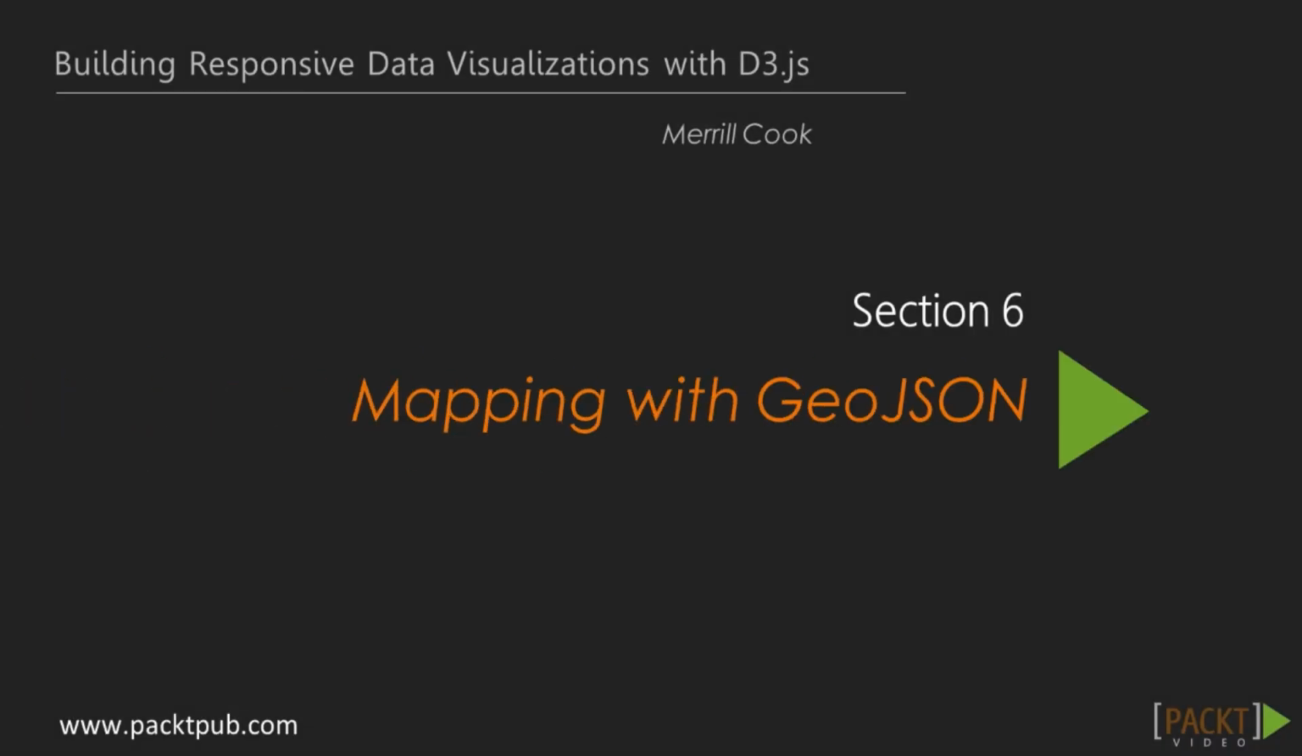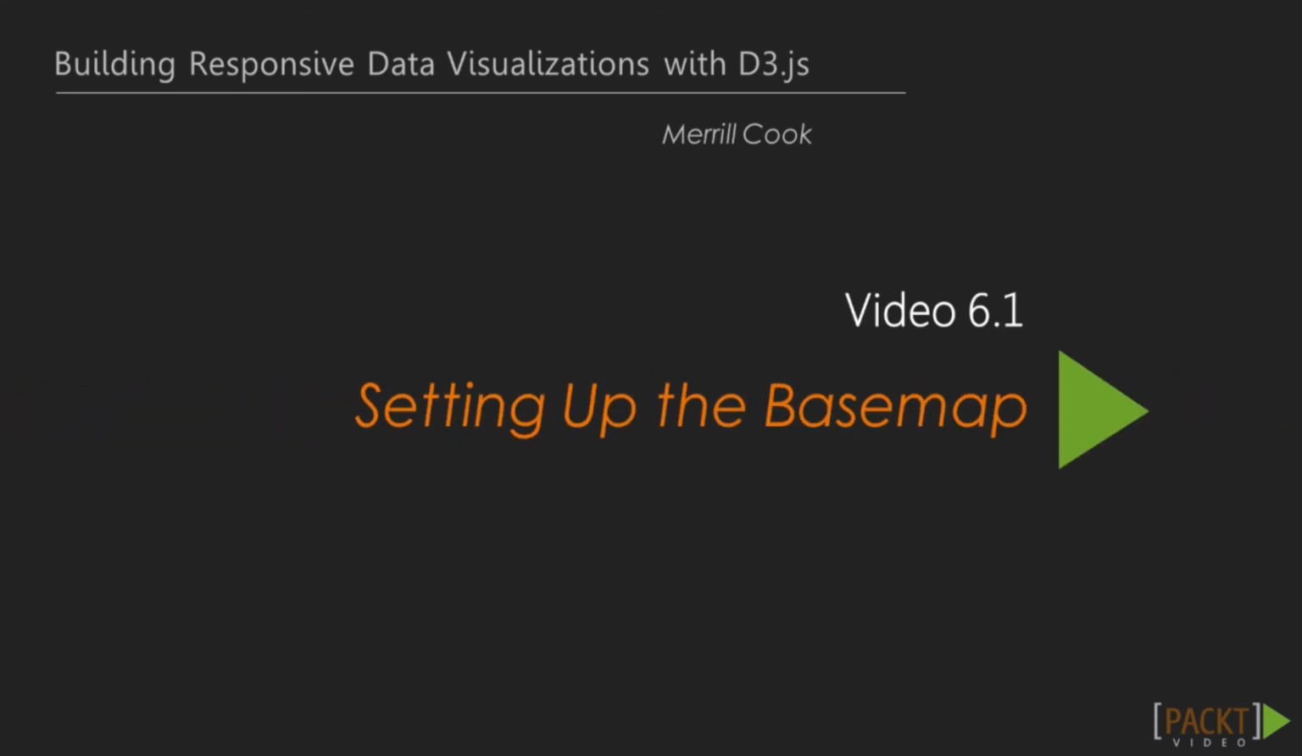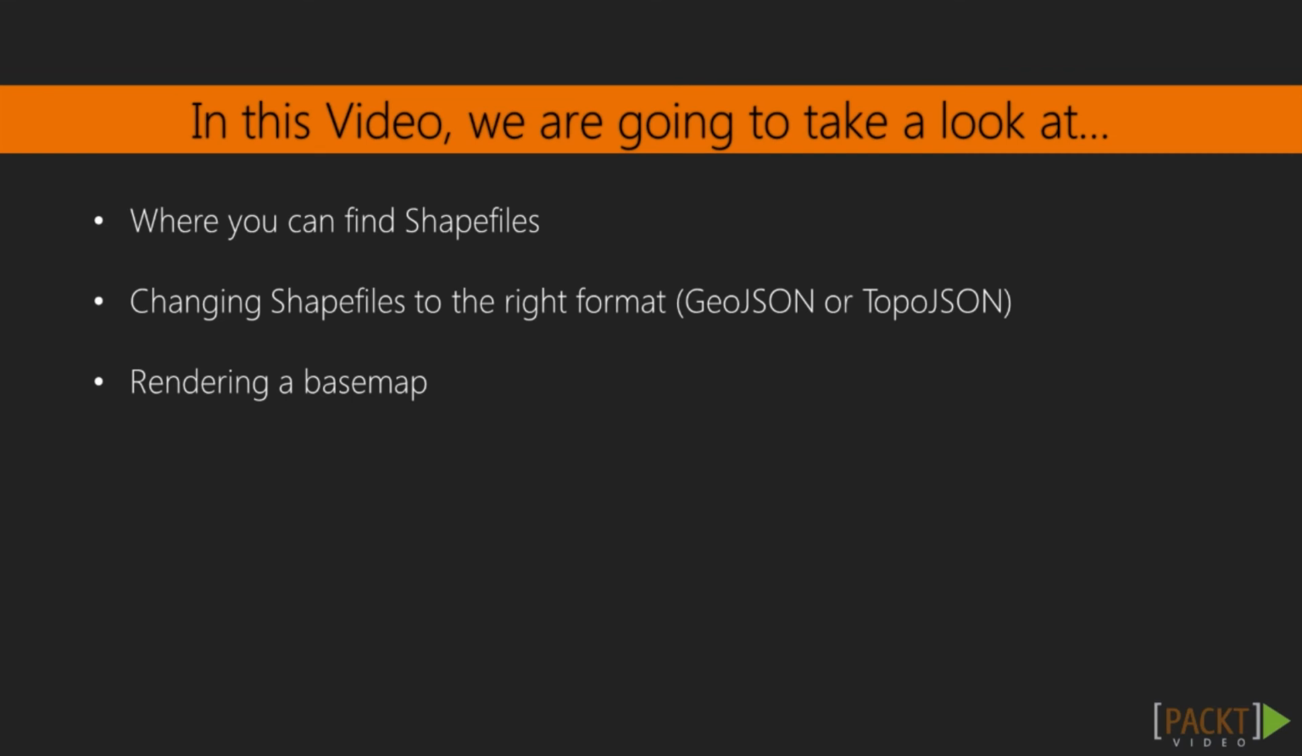In the previous section we covered transitions. In the first video of this section, we'll look at how to set up a GeoJSON base map. We'll start by finding shapefiles, formatting them, and finally rendering the map.